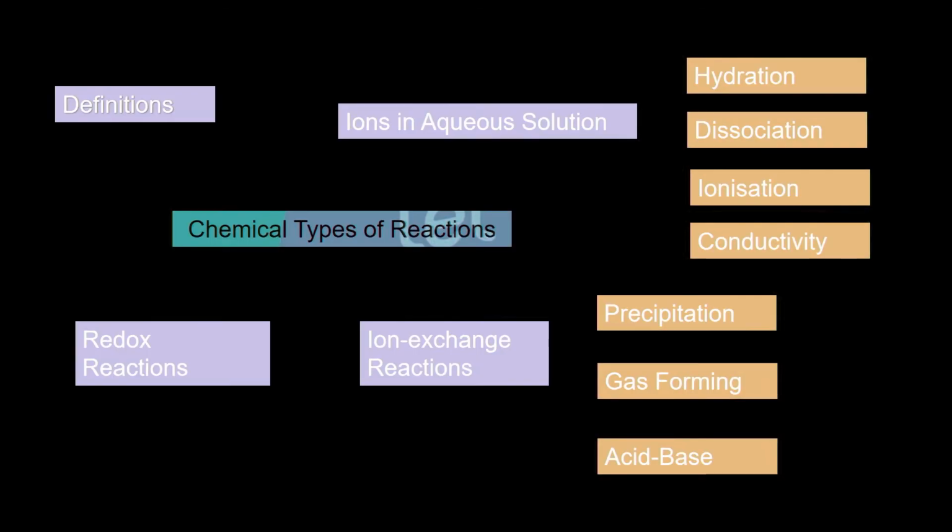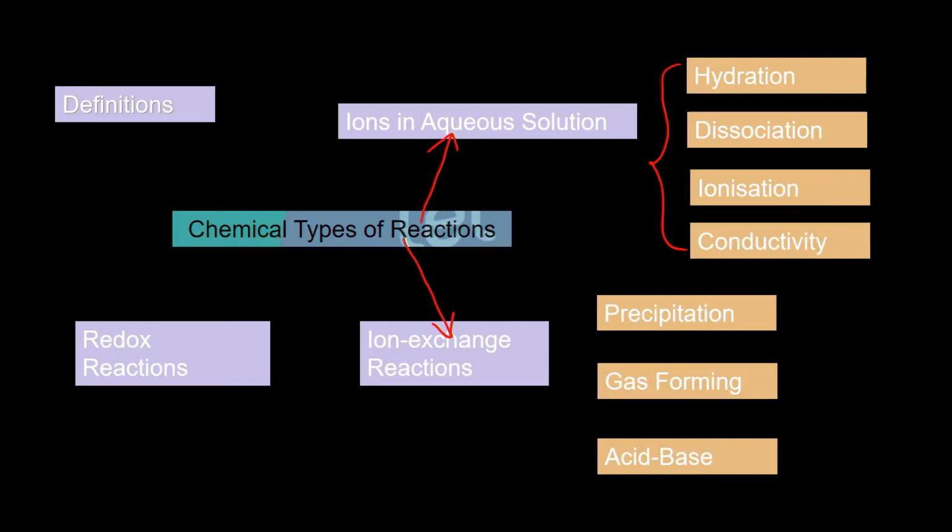So we have here our chemical types of reactions. And the first one we discussed were ions in aqueous solution. We discussed all these different types of reactions and we need to know those names. Then we had a look at our ion exchange, and that is where we have one ion bumping out another ion. So it's an ion exchange, and those were the precipitation reactions. And a precipitate is a solid which is formed. It is insoluble in aqueous solution, and so we see it as a solid.